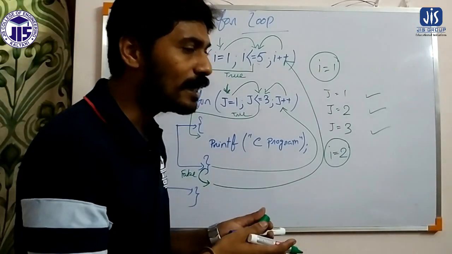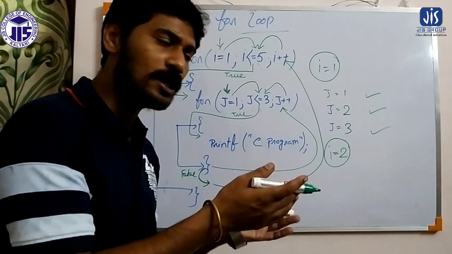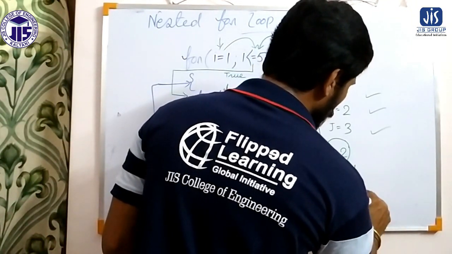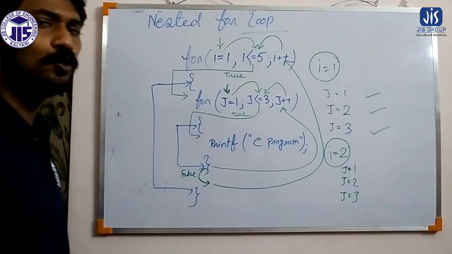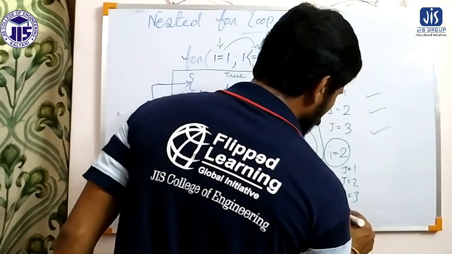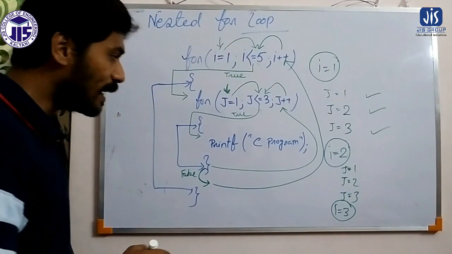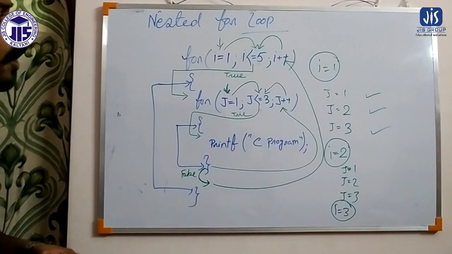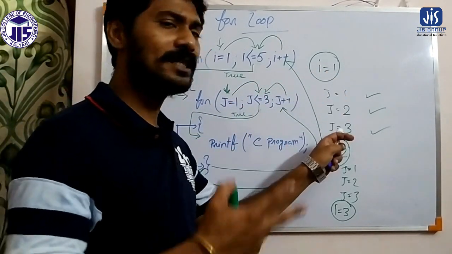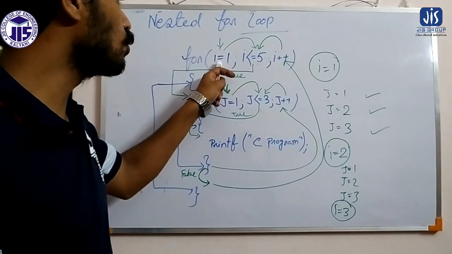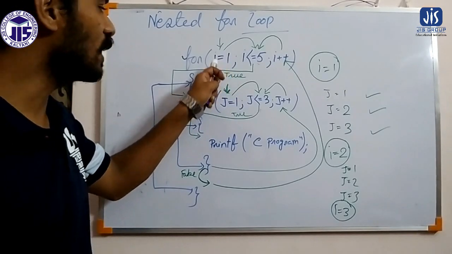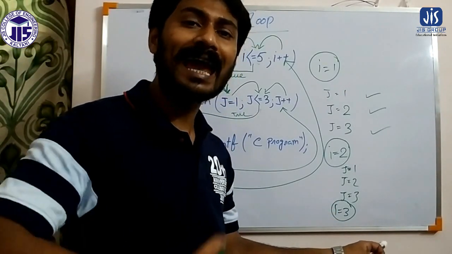And when it is in the inner for loop, the same process will repeat. For J equals to 1, then J equals to 2, then J equals to 3. For these 3 values of J, the inner for loop will execute. After that, again it will get back to I with the value of I equals to 3. So from this basically what we can conclude is, for the value of I equals to 1, the inner for loop will execute 3 times. For the value of I equals to 2, the inner for loop will execute another 3 times. For the value of I equals to 3, the inner for loop will execute another 3 times.